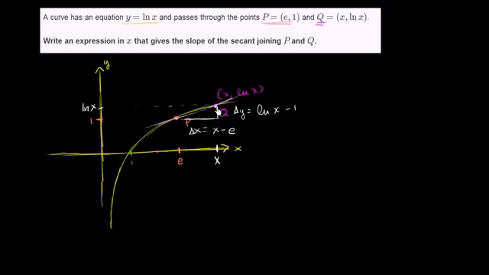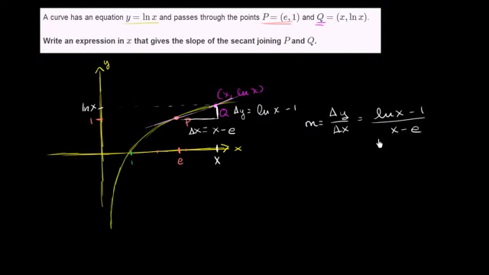So the slope of the line that contains both of these points, and I could write m for slope, is going to be our change in y over our change in x, which is equal to ln x minus 1 over x minus e.